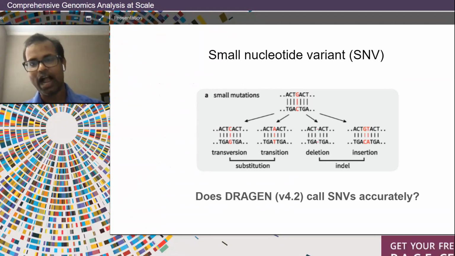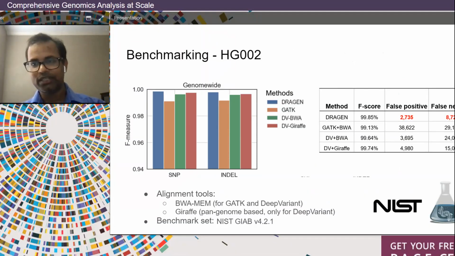So first, we wanted to see how it performs for small variant calls. What we did was take the NIST Genome in a Bottle benchmark set, which is considered to be the truth set for the SNVs for this HG002 sample. Then we compared against two different variant caller tools, GATK as well as DeepVariant. And for DeepVariant, we used both BWA-MEM as well as Giraffe, which is a pan-genome-based aligner.